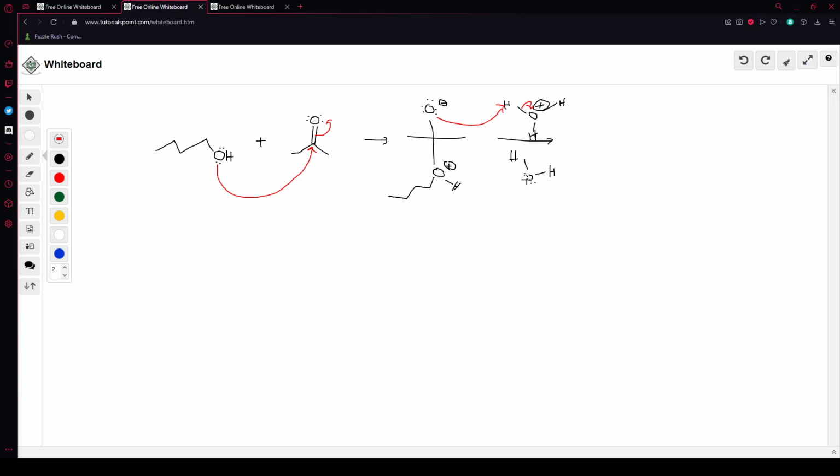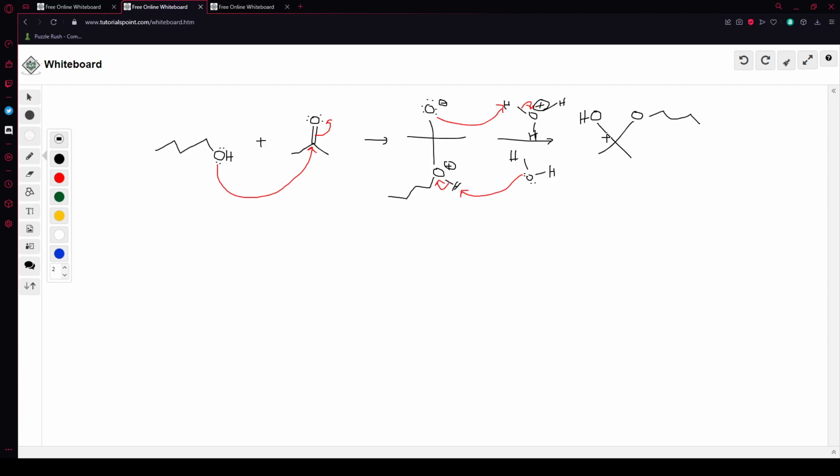and this picks up this hydrogen, which comes here, and this forms a hemiacetal.